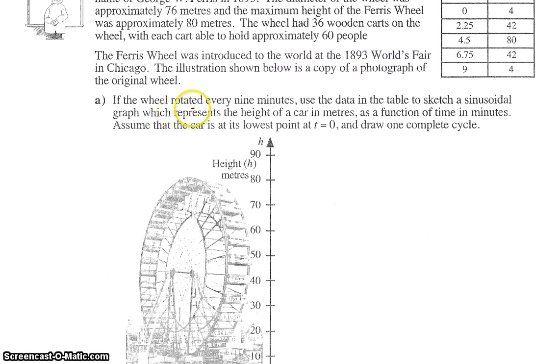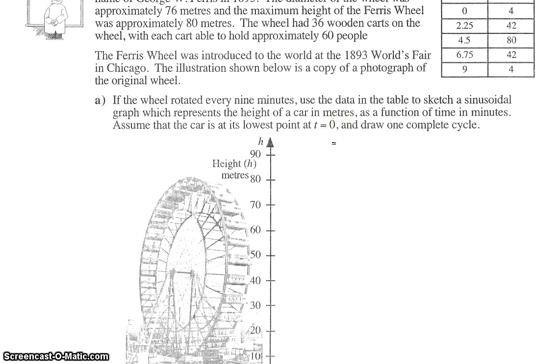All right, so if the wheel rotated every 9 minutes, oh wow, that wasn't moving too fast, was it? So every 9 minutes it went all the way around, kind of like the London Eye now, right? Use the data in the table to sketch a sinusoidal graph which represents the height of the car in meters as a function of time in minutes. Okay, so they've labeled our axes for us. Very nice, because usually you don't get that. Assume that the car is at the lowest point at time 0.